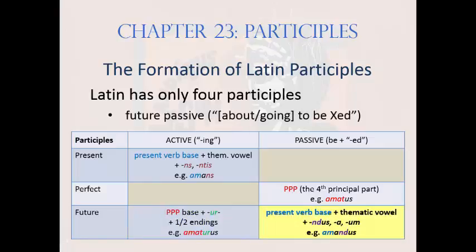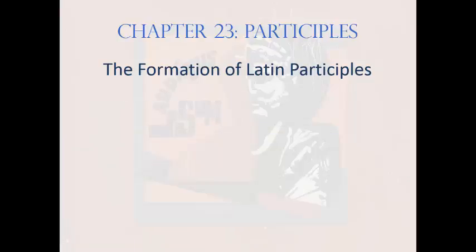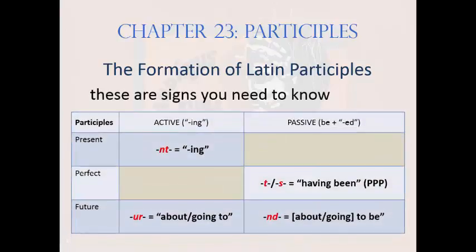No such problem with the future passive participle. It uses the present verb base plus -nd, not -nt, be careful, plus first-second declension endings, producing forms like amandus. Okay, that's complicated. Let's make it simpler. This is the core of what you need to know.